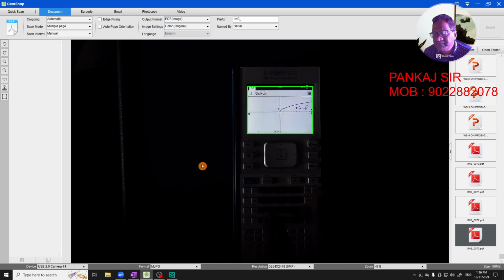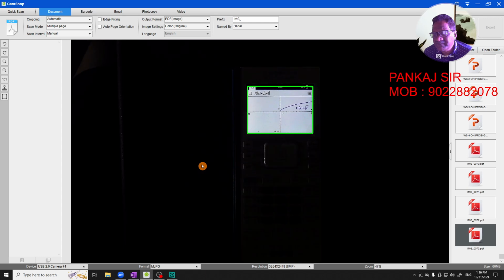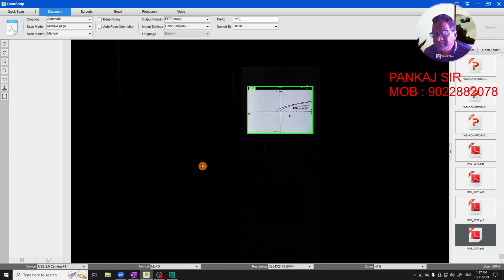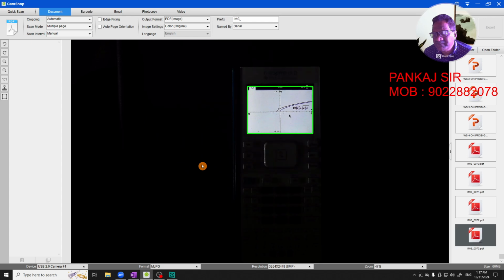Plus 1, right? Now this graph, when I plot it, will transform in such a way that it will shift to the left by 1 unit because I have added 1 to x. Okay, so let us see that happening. Can you see that the graph, the red color graph, has shifted by 1 unit to the left?